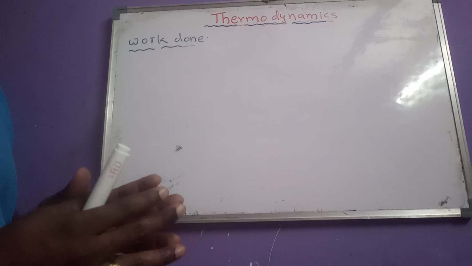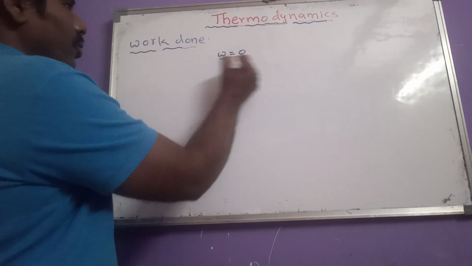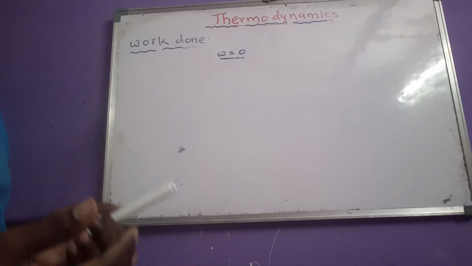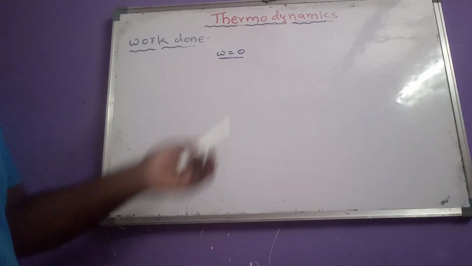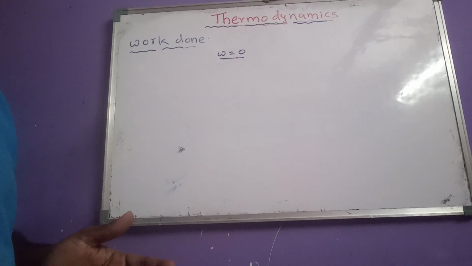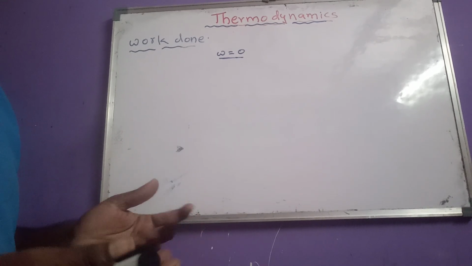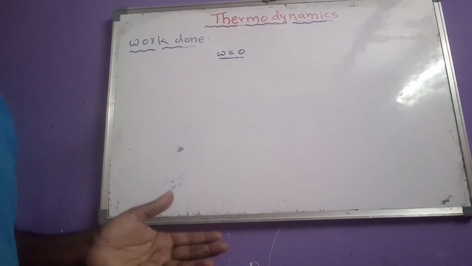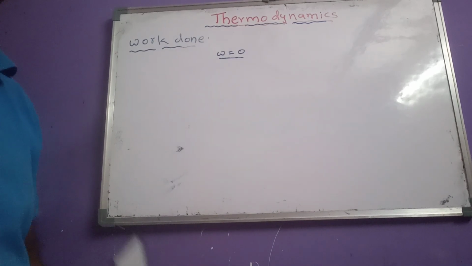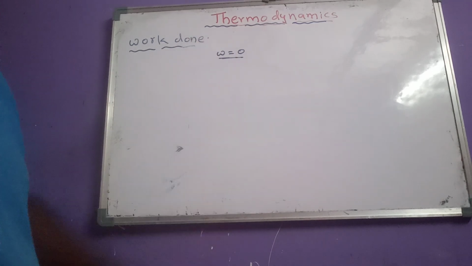Work done in vacuum, we have to remember, is zero. Work done in vacuum or work done in case of free expansion is zero, because in vacuum there is no external pressure. If external pressure is zero, zero into whatever the change in volume also becomes zero. So work done in a free expansion or in the vacuum is taken as zero.